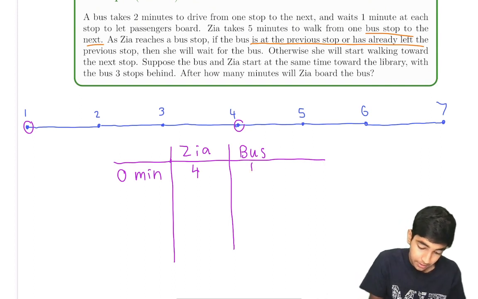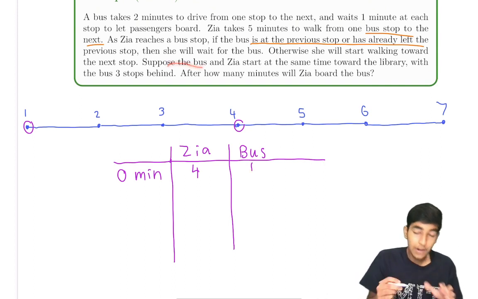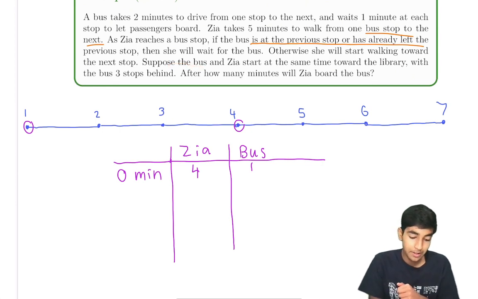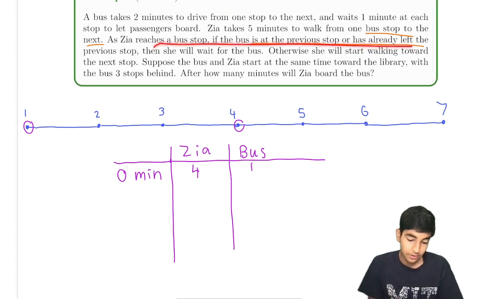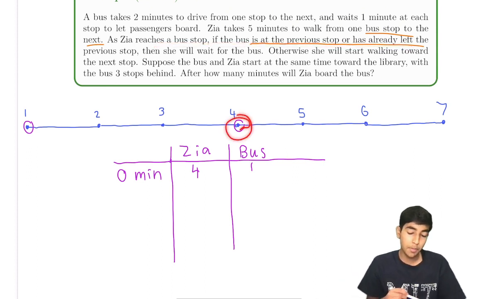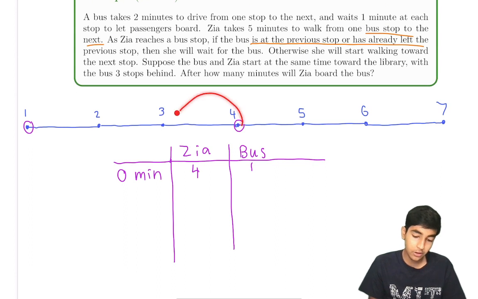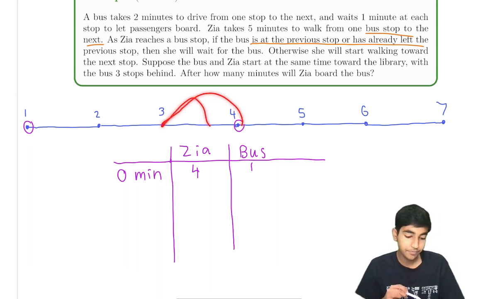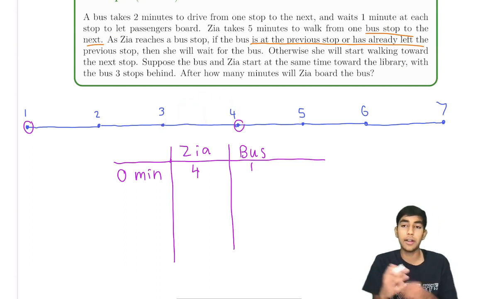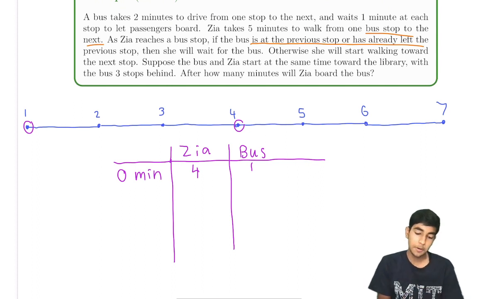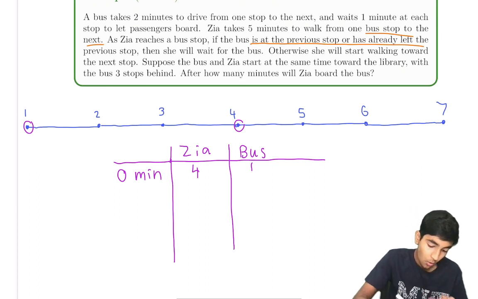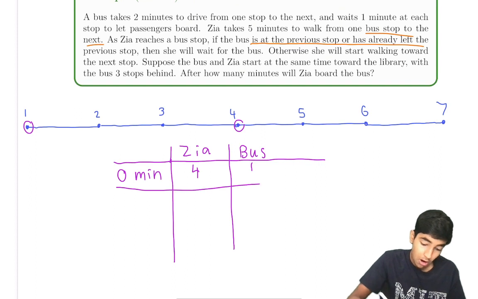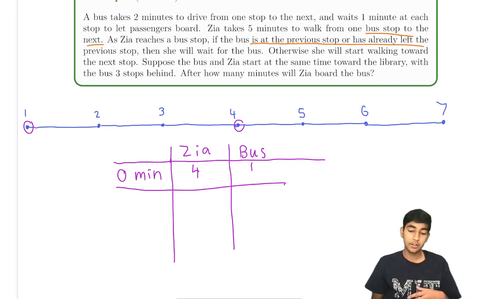So the key thing here is Zia will stop whenever the bus is within basically one stop of Zia, right? Because it says here, as Zia reaches a bus stop, if the bus is at the previous stop or has already left, then she will wait. Otherwise, continue. So Zia at stop 4, bus at stop 1. That's the stop number after 0 minutes. Now, the problem says they both take off at the beginning.